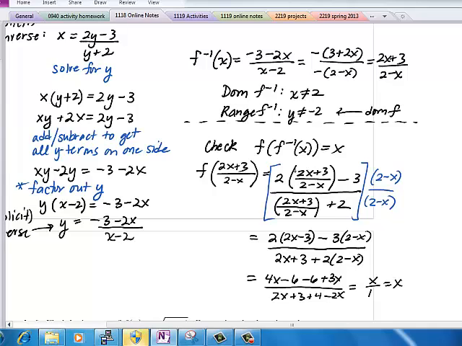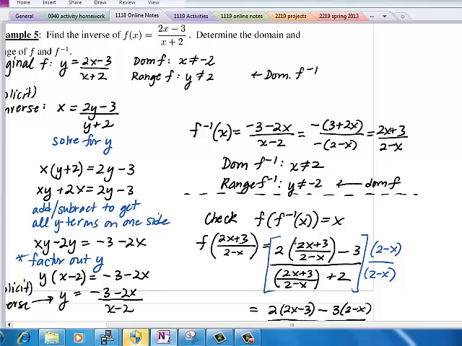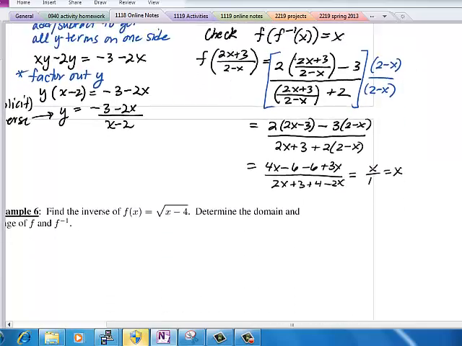So again, the check is optional, but it's nice to see that the function and its inverse return x the way they're supposed to. We could look at the graphs to see that they're symmetric across the line y equals x, but I think we'll just move on to the next example.